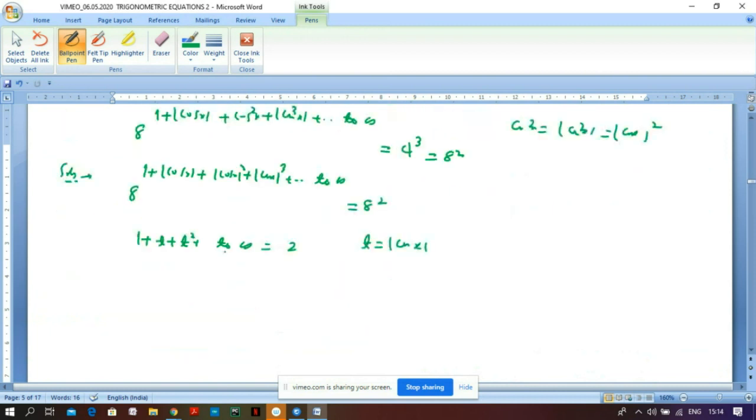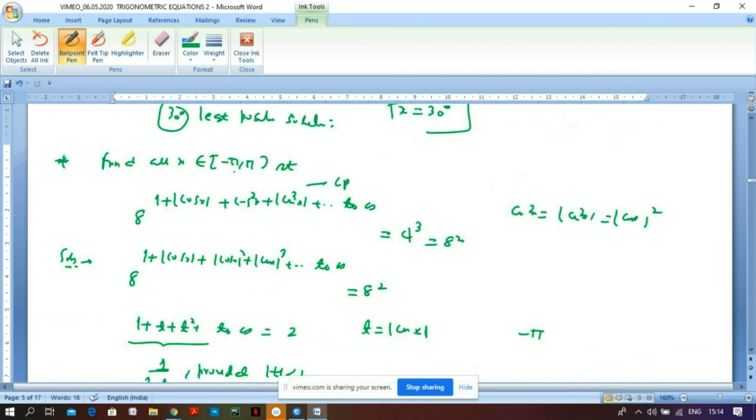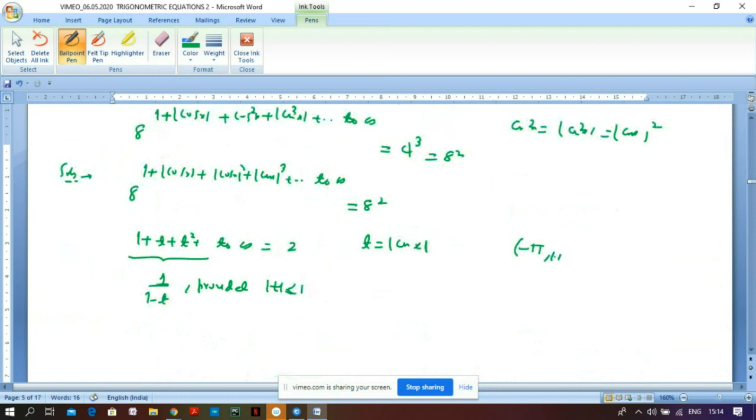Now, if the sum is an infinite series, then you know that this equals 1 upon 1 minus t, provided mod of t is less than 1. So it means the common ratio's mod must be less than 1. Now t is mod cos x, because x is from minus pi to pi. Minus pi cannot be included, so I will write it open. So I'll write x element of minus pi to pi open. Now if it is open, then t is not 1, and so this is all right.